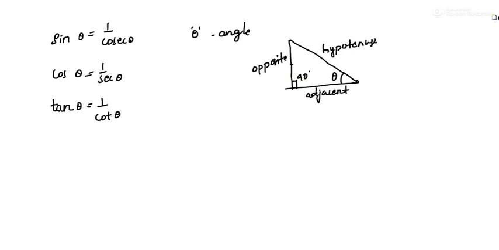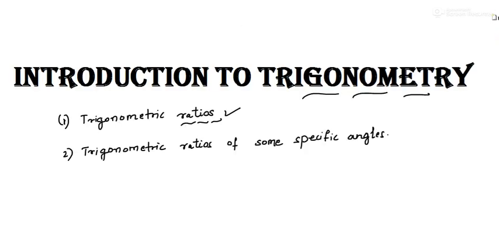Today I will be teaching you the new topic, that is trigonometric ratios of some specific angles. And these angles will be acute angles, that is angles less than 90 degree. So which are those specific angles? They are 0 degree, then 30 degree, then 45, 60 and 90 degree.